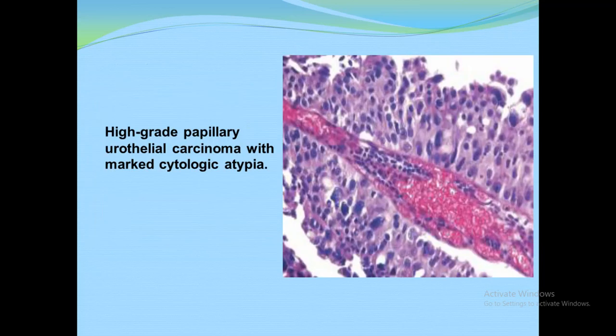Here in the practical, we have high grade papillary urothelial carcinoma. This is the papillary structure. This is the fibrovascular core. Here there is prominent cytologic atypia. We see here that variation in shape and size is very prominent. There are hyperchromatic cells. The nuclear membrane is very irregular in this malignant papillary tumor.